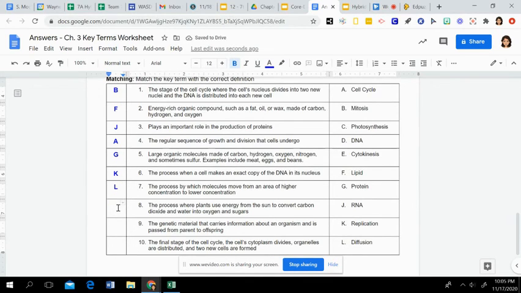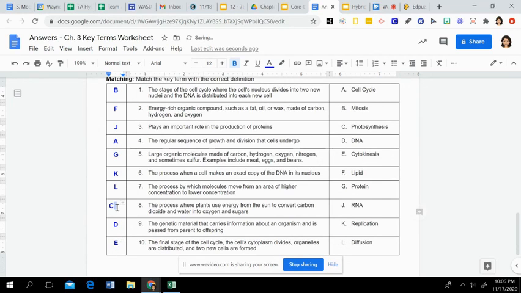The process where plants use energy from the sun to convert carbon dioxide and water into oxygen and sugars. This takes energy from the sun and creates food for the plant. This process is considered photosynthesis. The genetic material that carries information about an organism and is passed from parent to offspring is considered DNA. And then the final stage of the cell cycle, where the cell's cytoplasm divides, organelles are distributed, and two new cells are formed, is called cytokinesis.